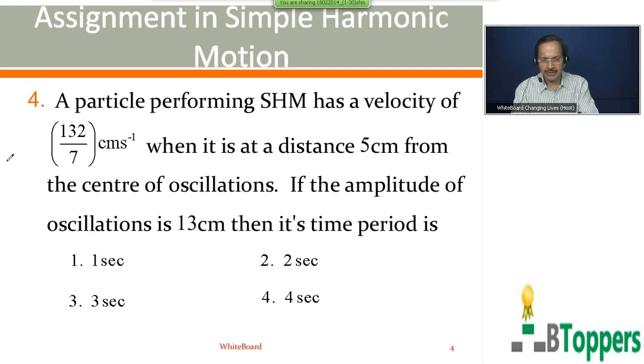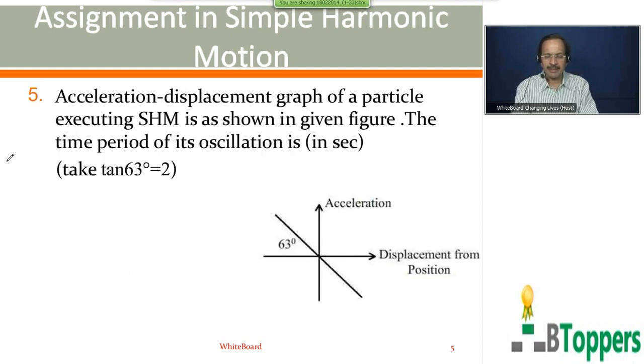I'm going to show the next question on screen. See the question number 5. Acceleration displacement graph of a particle executing simple harmonic motion is as shown in the given figure. The time period of its oscillation is (in seconds). You have to take tan 63 degrees as 2. You are given 4 options you can observe on the screen. In the graph, along x-axis, you are taking displacement from mean position, along y-axis, acceleration of the particle.